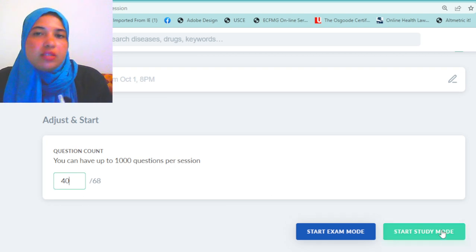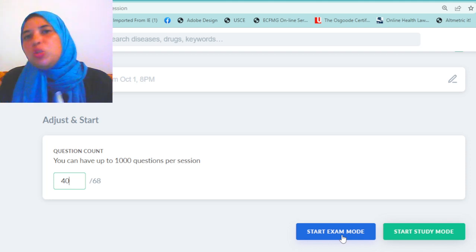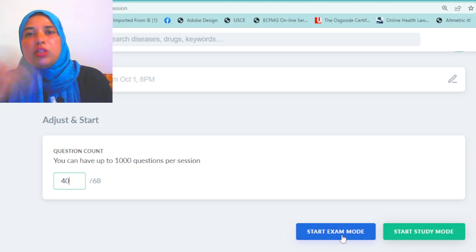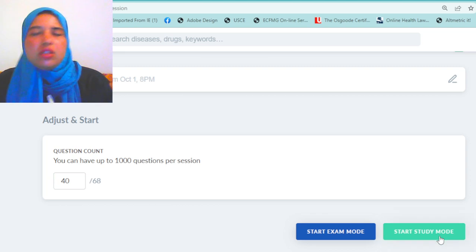Then you're going to select the study mode or exam mode. Exam mode will take you to the exact same platform that looks just like the exam itself. You would do your 40 questions, no breaks, nothing, all at once. You will not see if you answered correctly or not, and you're going to get a score report at the end. Or you can start study mode, where you can learn as you go. For the sake of this video, we're just going to do study mode.